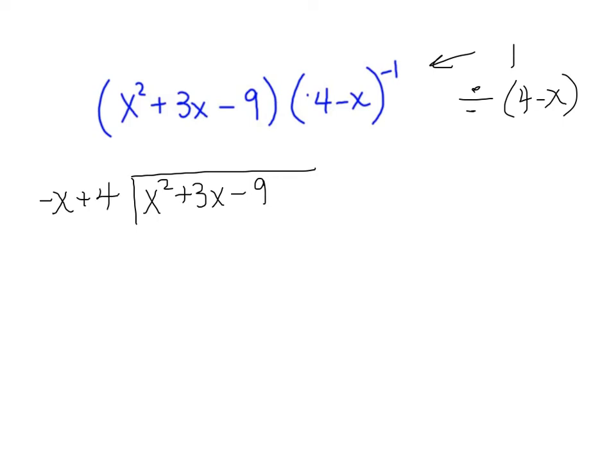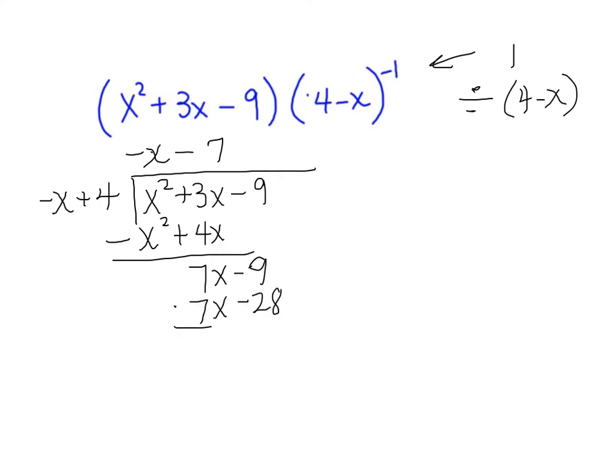Okay? So I'm going to ask myself, what times negative x is positive x squared? So this is going to be negative x, and that's x squared, minus 4x, and I'm going to change the signs, 7x minus 9. So this is going to be negative 7. No, negative, sorry. I was right the first time. Negative 7. So this is going to be 7x minus 28. Change the sign. So I'm actually going to have a remainder here. And so I have 28 minus 9 is 19, right? So I have a remainder of 19.